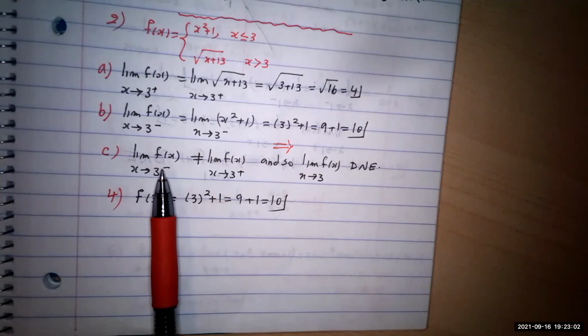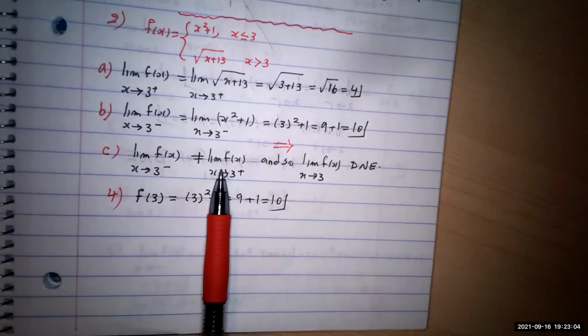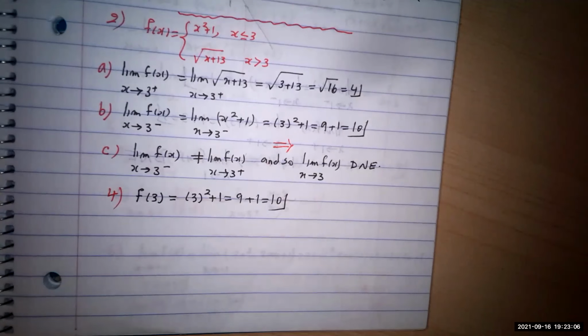So the expression must be the right and the left limits are different. So the limit of the function does not exist, because that's a theorem that we have. Be careful, this is a small point, but it's important to be precise. And for f of 3, we substitute and get the result. So be prepared for it.